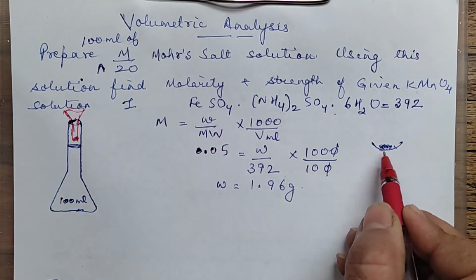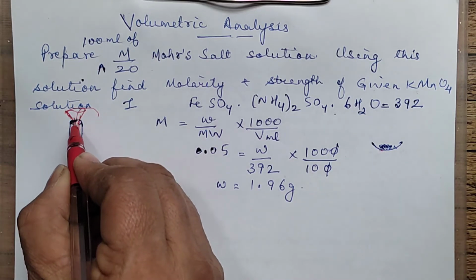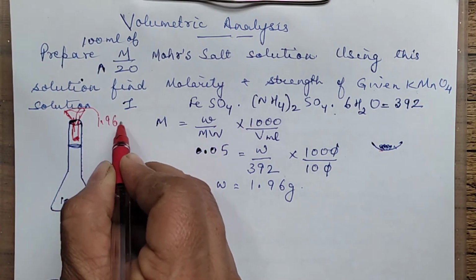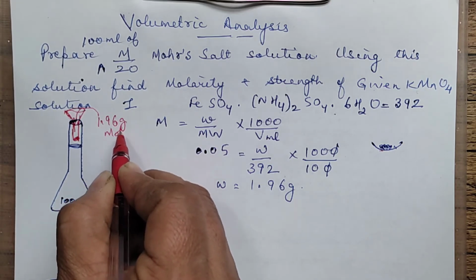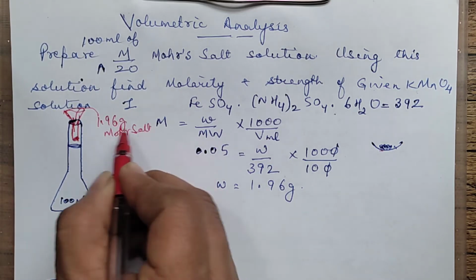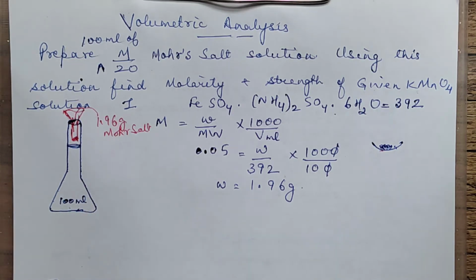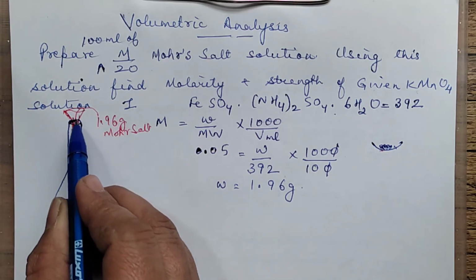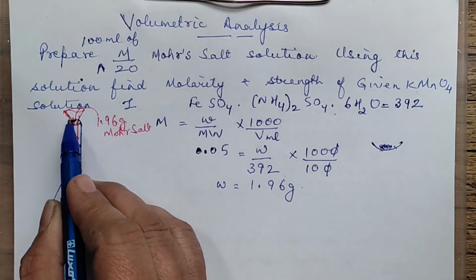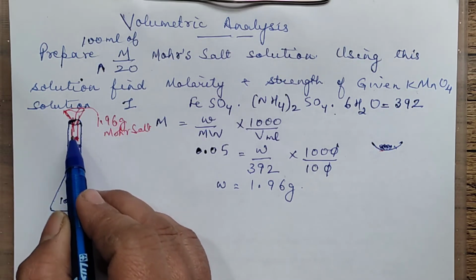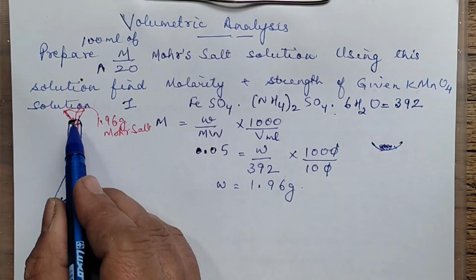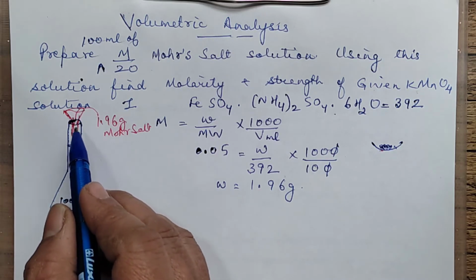Whatever we have taken here, this amount, 1.96 grams of Mohr salt, we are pouring in it. Now when we are pouring this, the salt will be sticking here. Do not bother. Let it be here only. If some salt goes down, no issues. If a little is sticking, don't add water right now.